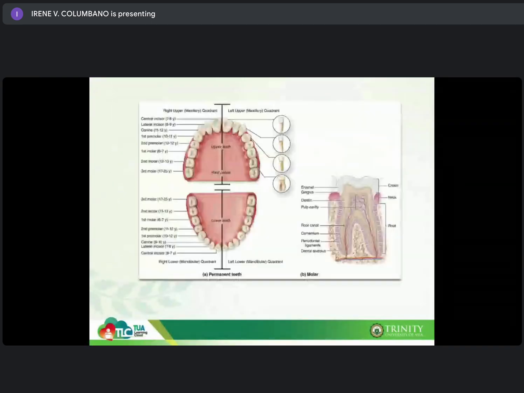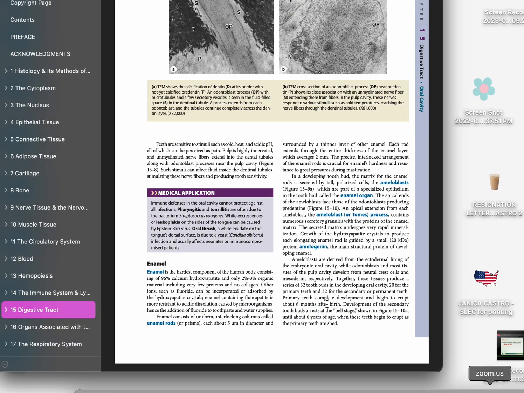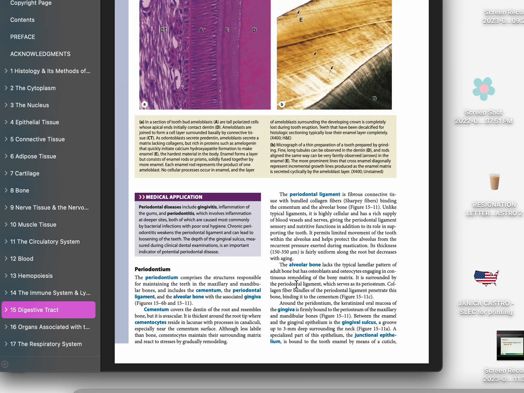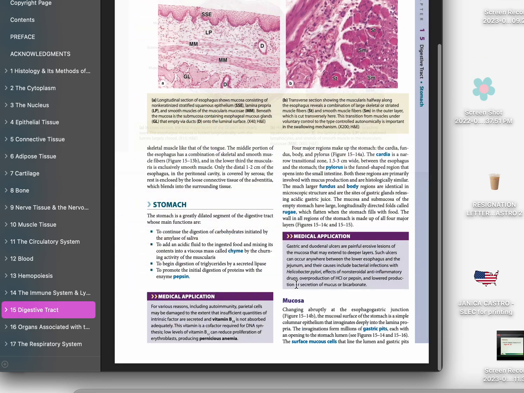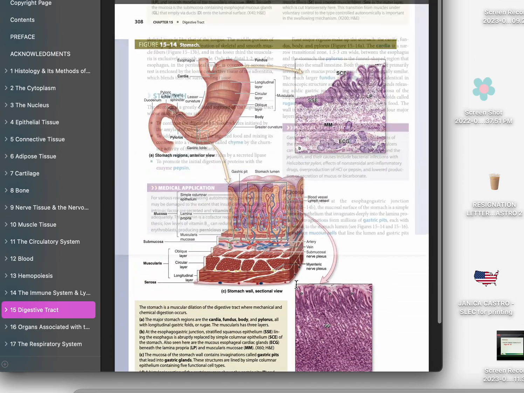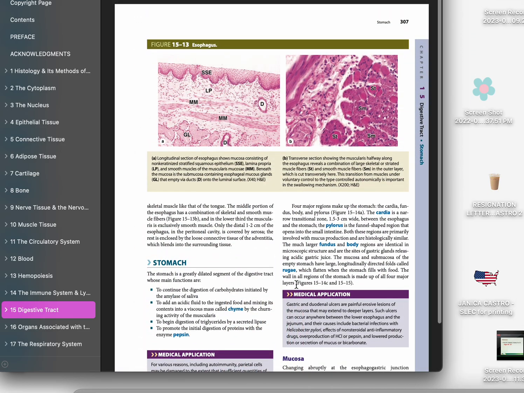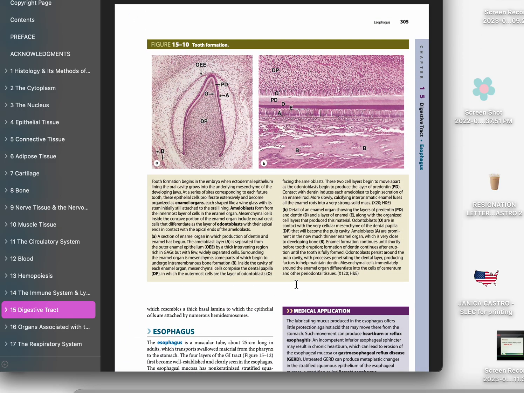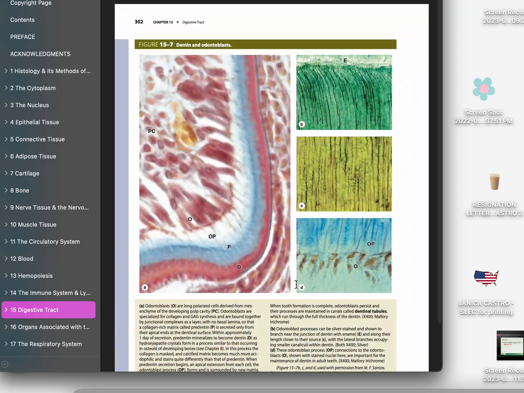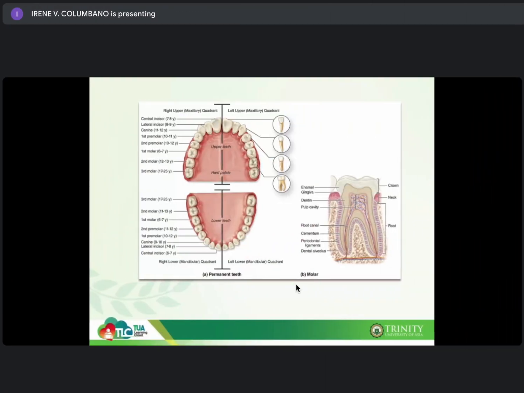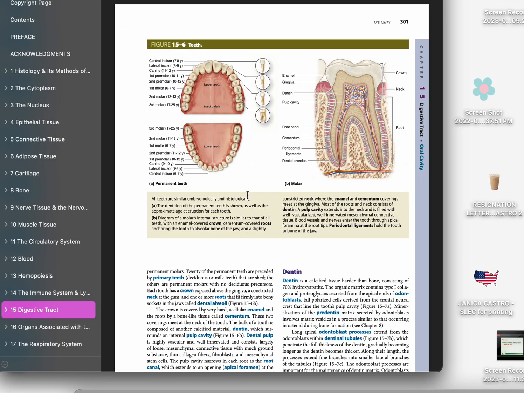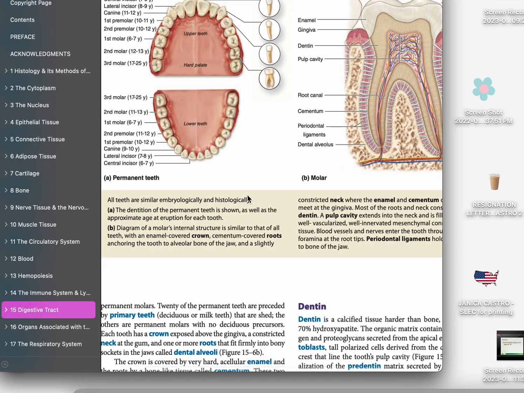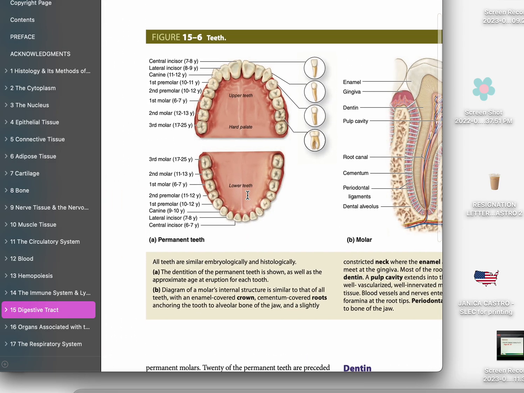So let's move on to teeth. Ilan ba ang teeth ng adult? So we have 32 permanent teeth. So pag dinivide natin yan into 4 quadrants, tig-8 yan. Okay, dalawang incisor, dalawang canine, premolar, and then molar. So permanent agad pag tumubo na yung molar.